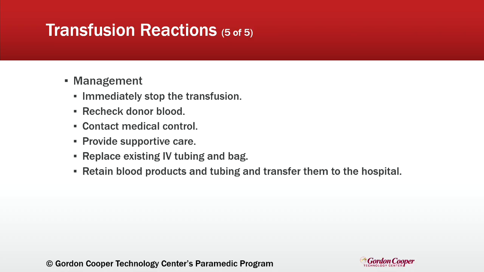Replace the existing tubing with a bag of normal saline. So we don't want to flush that blood into the patient. Literally switch the tubing out with fresh tubing and flush it and then flush saline in there. Don't want to push any more blood product into that patient than they've already had. And of course, always, always, always retain the blood products and tubing so that you can give that to the hospital. Keep that with the patient.